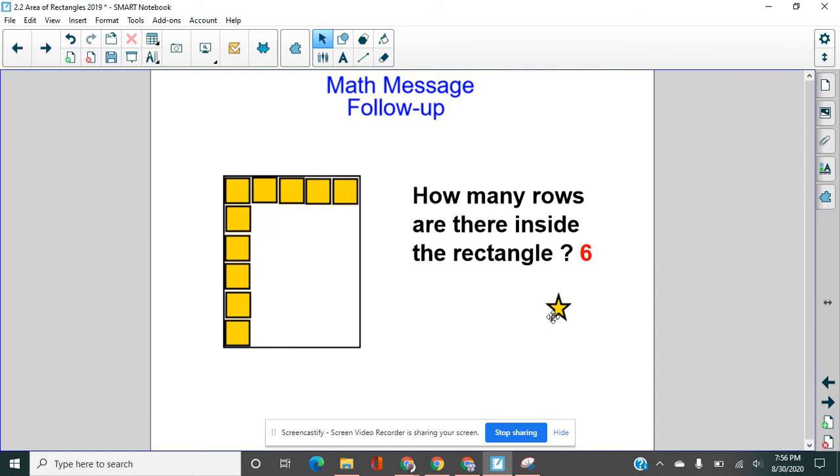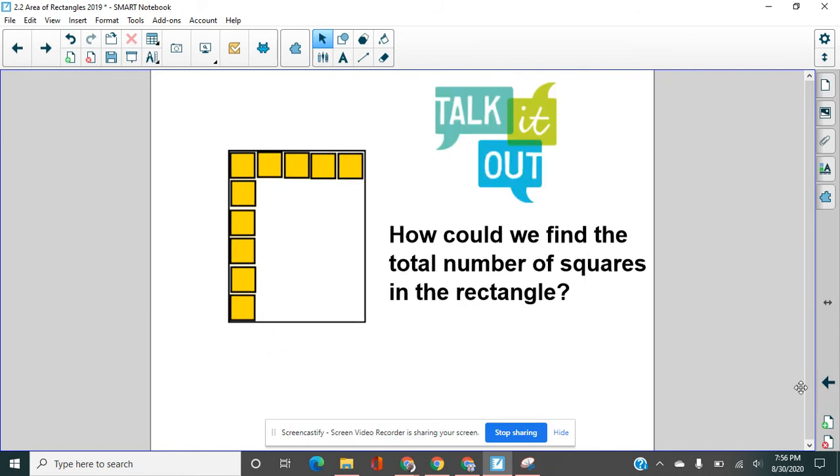1, 2, 3, 4, 5, 6, right? So 5 in a row. There's 6 rows. And so how could we find the total number of squares without counting all the boxes? What could be faster? What do you think?